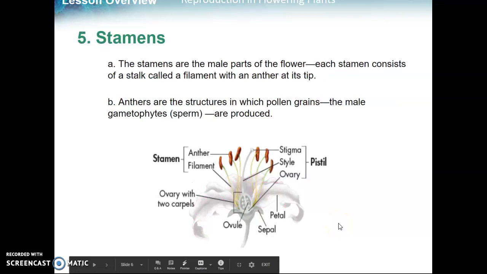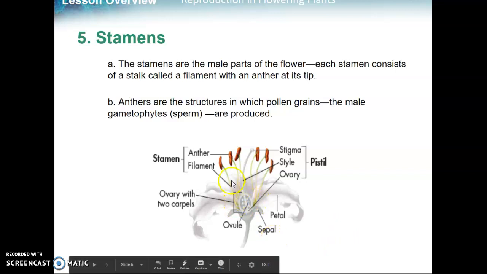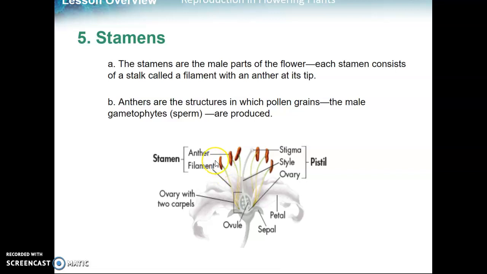Stamens, the male part of the flower. Each stamen, like I said earlier, has this stalk called a filament that holds up this thing on the very end, this swollen piece called the anther. Anthers hold pollen grains, and pollen grains have inside of them sperm. That's the male part of the flower.